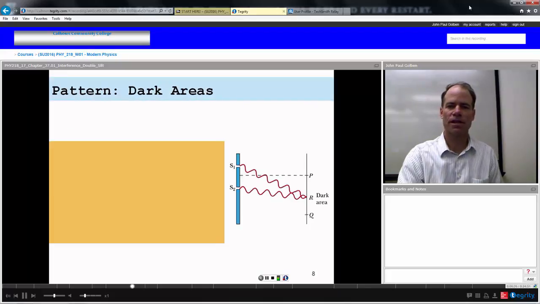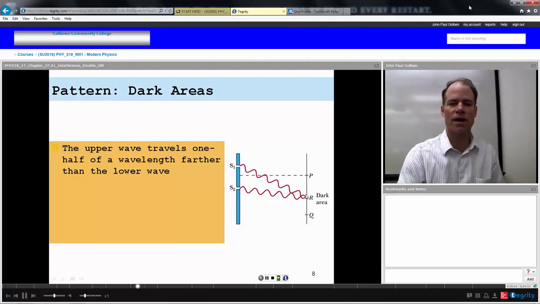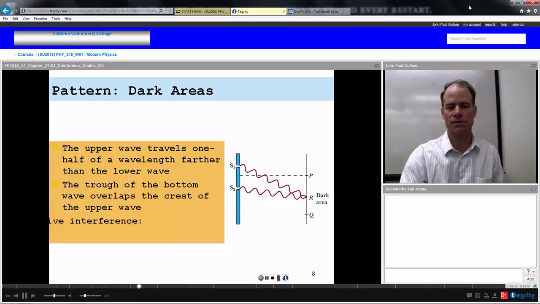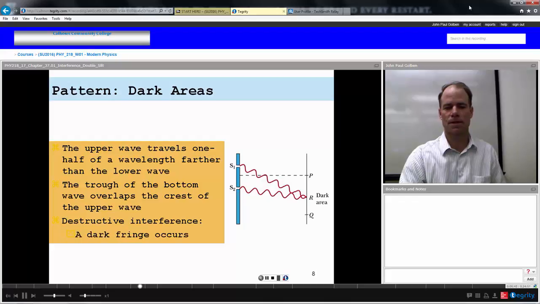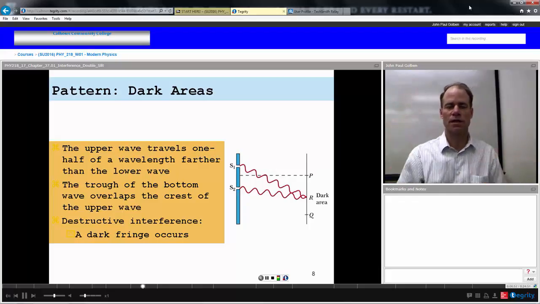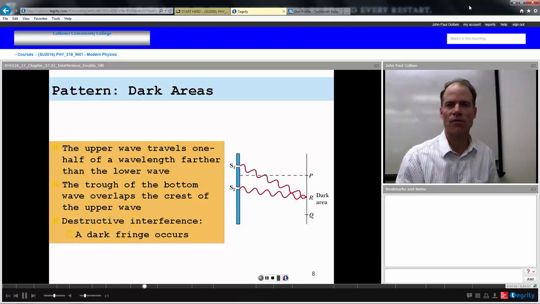On the other hand, you could get a dark area if the path of one signal is half a wavelength longer or shorter than the path of the other signal. So as they get to the screen here, you might have a crest interfering with a trough and hence getting destructive interference. A dark fringe will occur at that point, and at any other successive point where the path difference between one wave and the other is a multiple of half wavelengths.